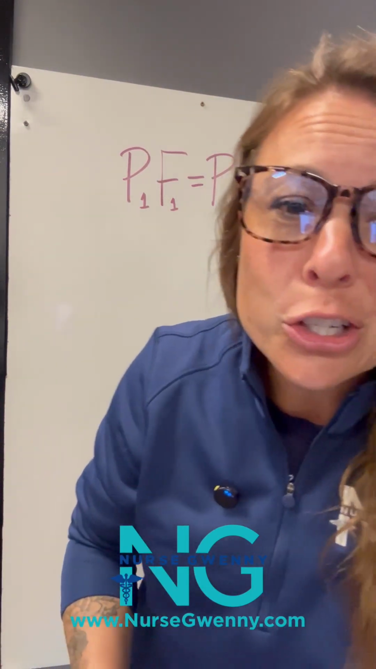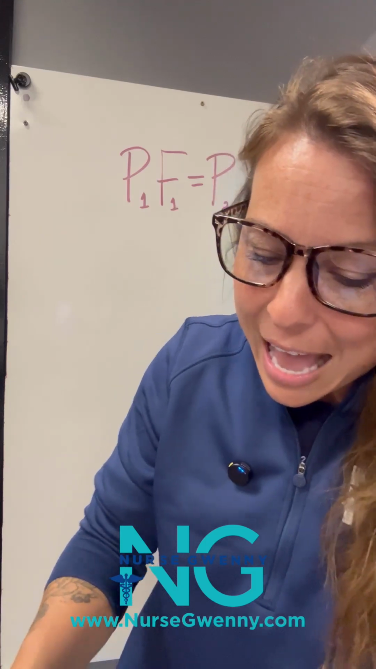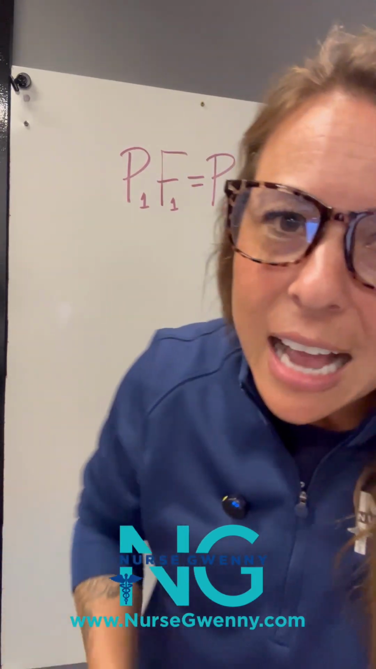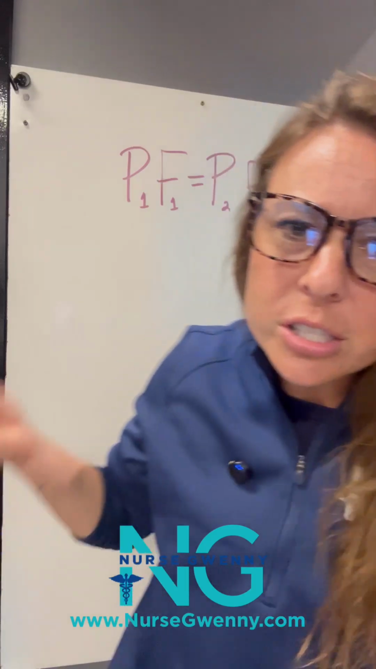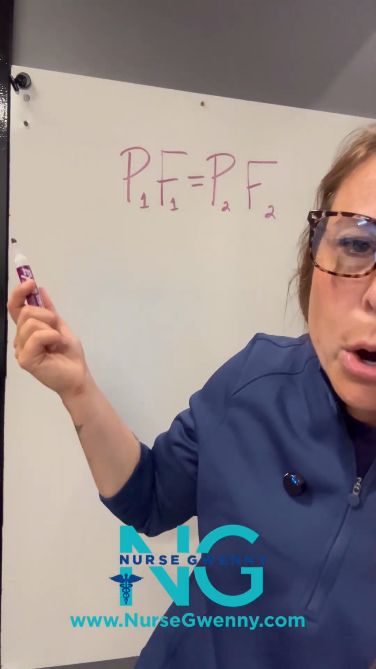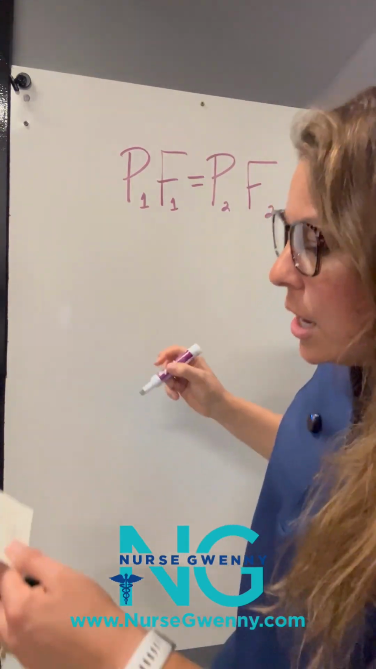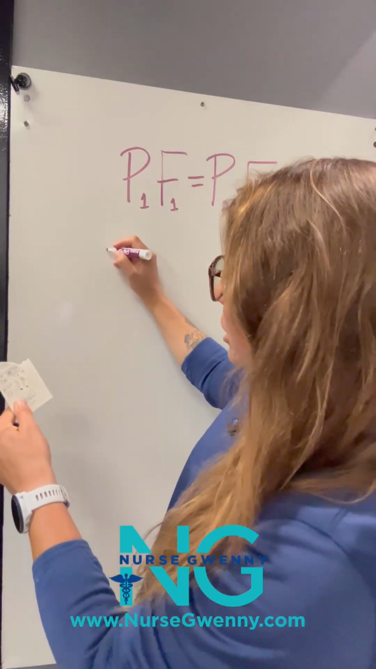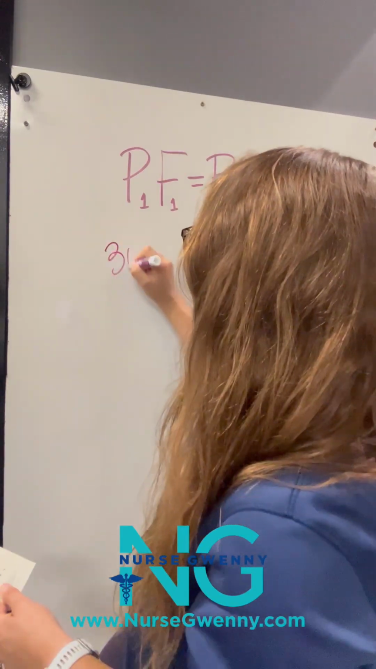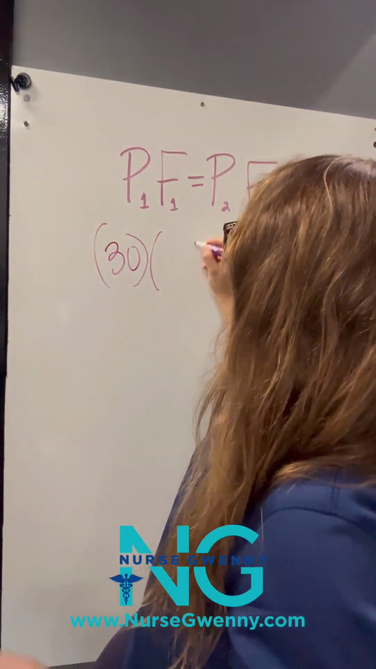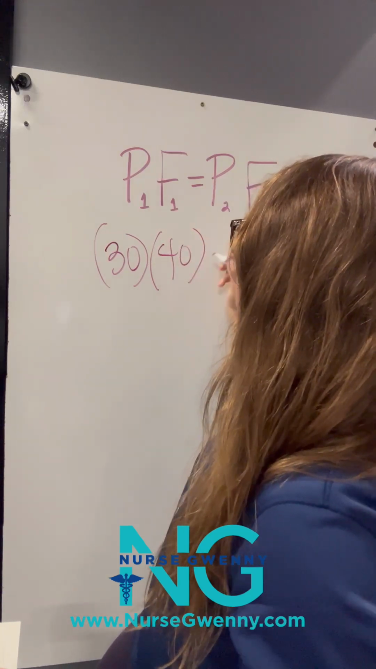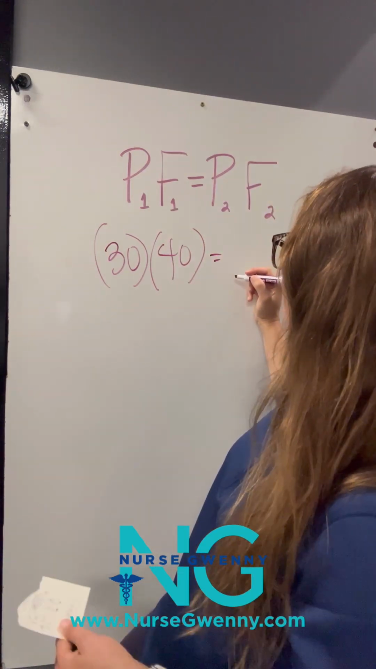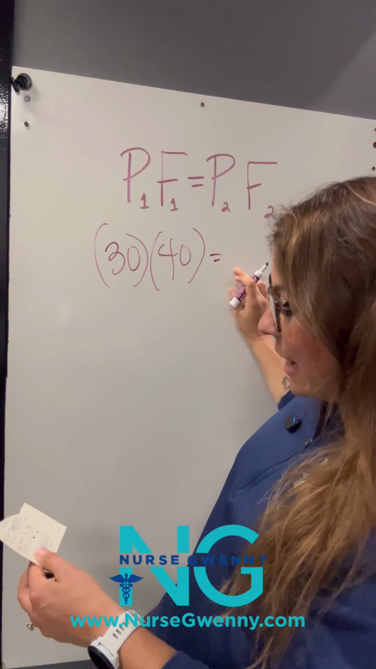Let's say you're starting out at sea level and the atmospheric pressure at sea level is about 30 inches of mercury. It doesn't matter what unit you use. You can use PSI, you can use inches of mercury, just so long as you're using the same one on both sides of the equation. All right. So our atmospheric pressure there is going to be 30. We're going to multiply that. Let's say the patient is on 40% FiO2. We know that that is going to equal the pressure at our second altitude.